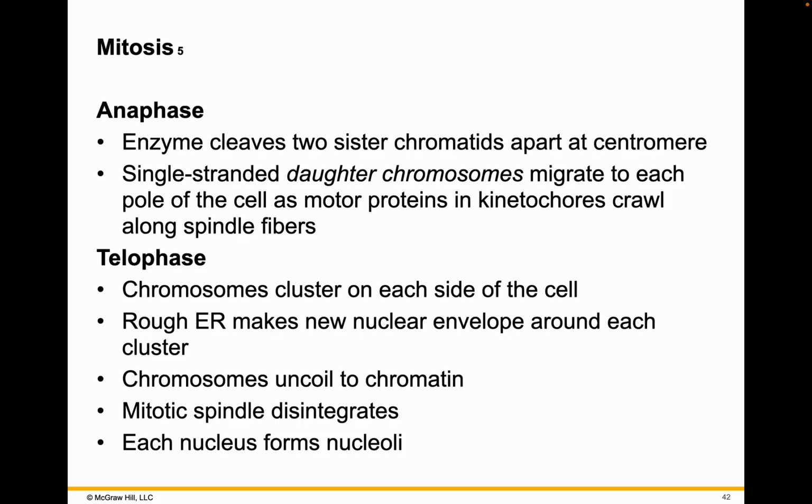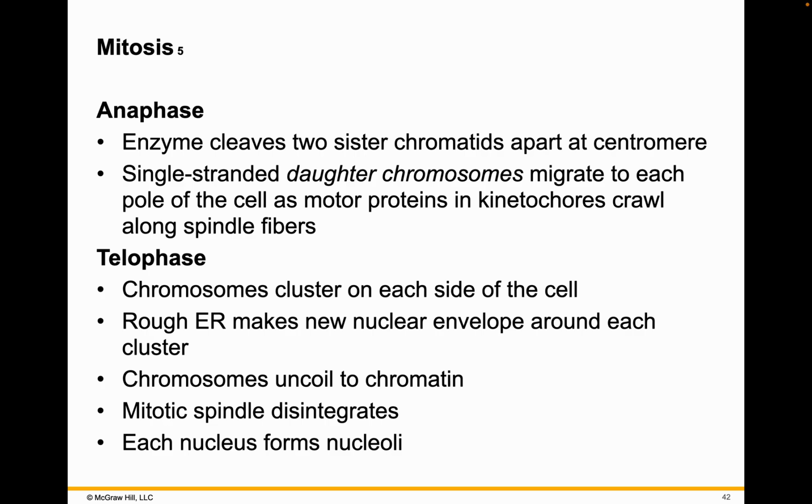In anaphase, the centromere is going to split. When the centromere splits, we now have single-stranded chromosomes. The 2 chromatids have separated from each other, but now we call them chromosomes instead of chromatids, and they will migrate towards the kinetochores. When they get far enough apart, telophase will occur. The chromosomes will uncoil and become chromatin. The mitotic spindle will disintegrate, and a nucleus will form around each set of chromosomes.